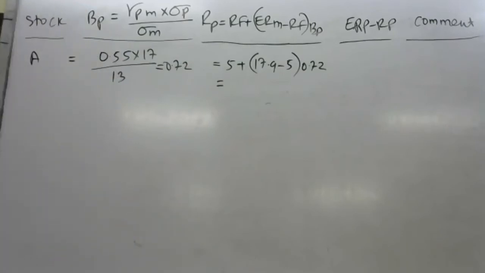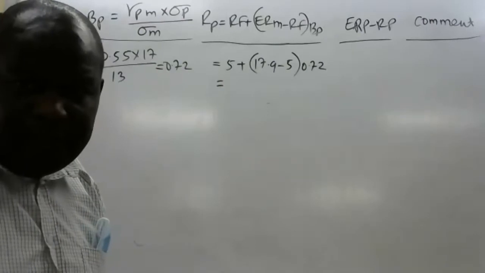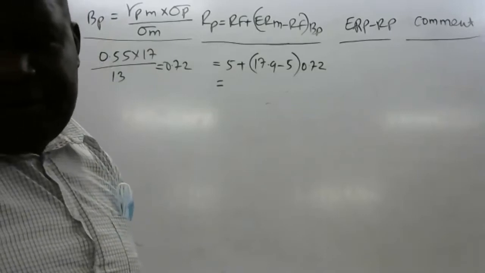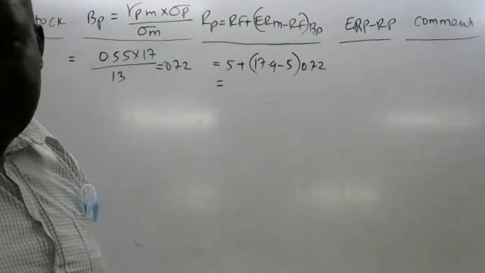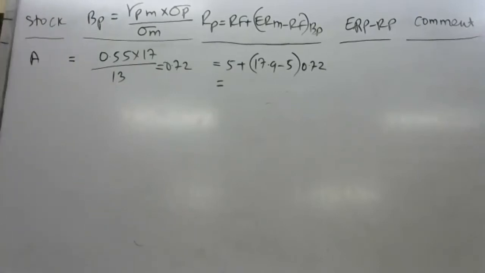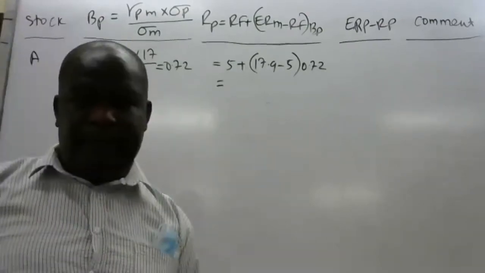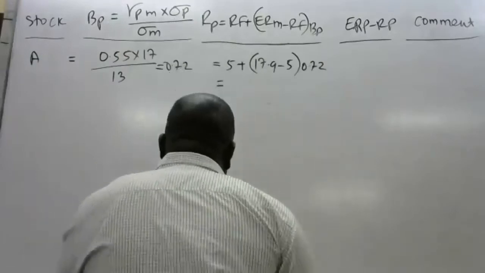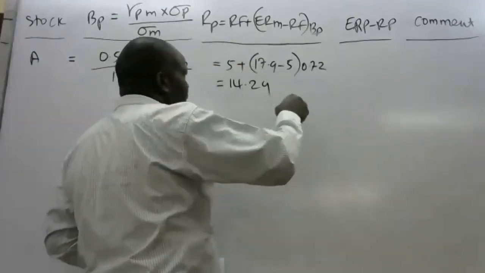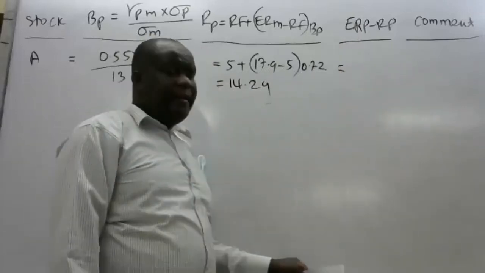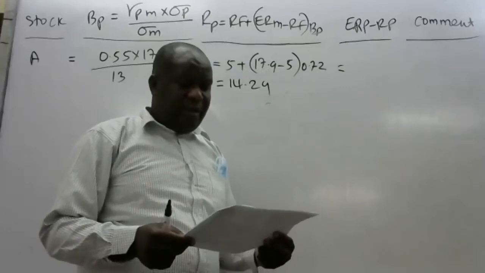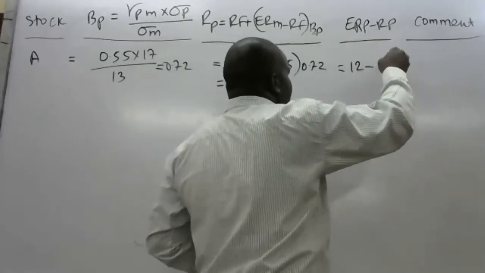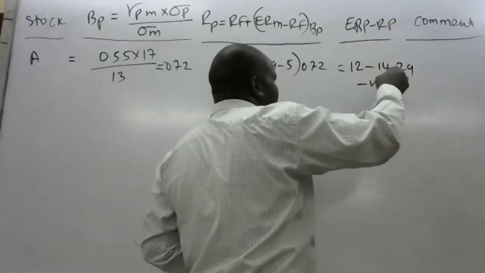So which value are we getting at that point? 14.29, you can see. Then expected return for stock A was given. You can see in the question, you are given 12. Then this return is 14.29, so the difference is negative.